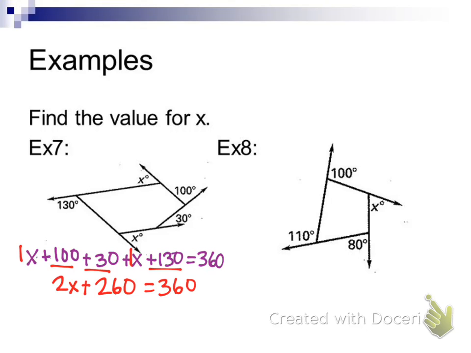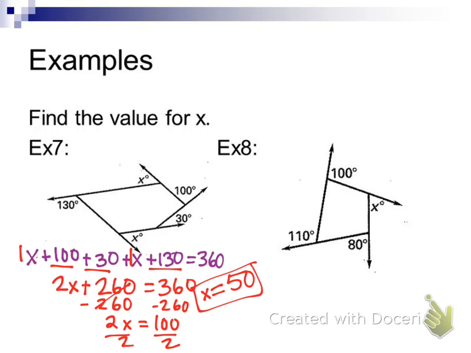How can I solve for x now? Subtract. So we need to subtract the 260. So this is going to be 2x equals 100. So what's x equal? Whoops. Typo. There we go. X equals 50. Good. What questions do you guys have on number 7?